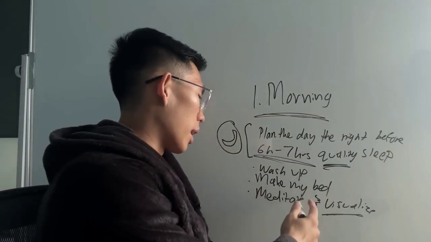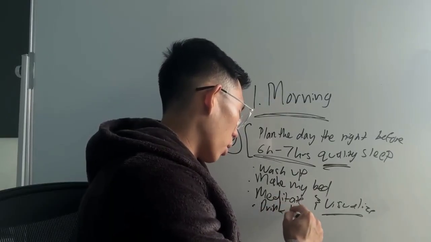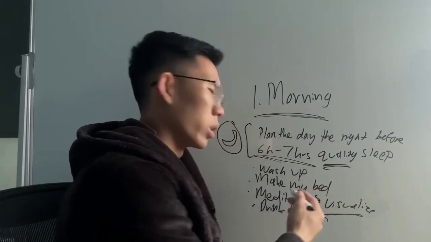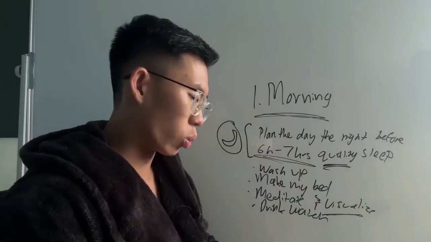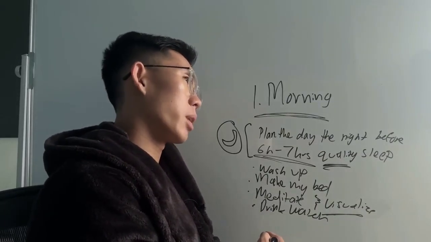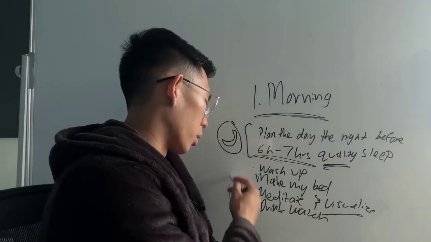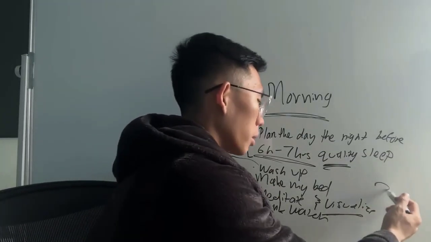So meditate, visualize, and also make sure that I drink water. Because you have been asleep for 6 or 7 hours, you need some water to hydrate yourself once again. So drink water, and this is pretty much my morning routine. A very short morning routine which can be done within 30 minutes.